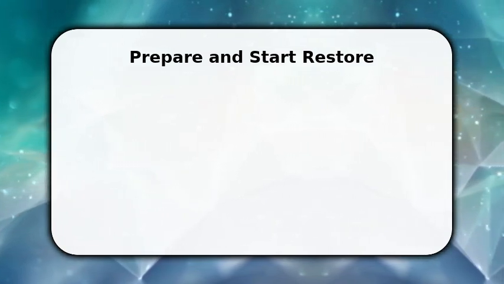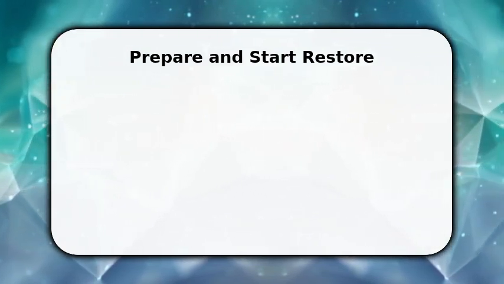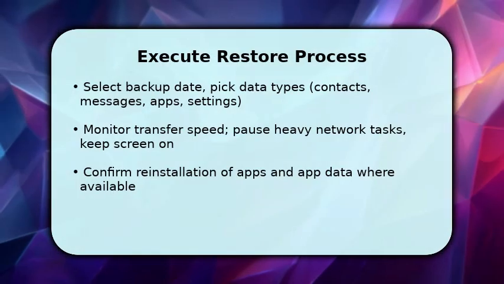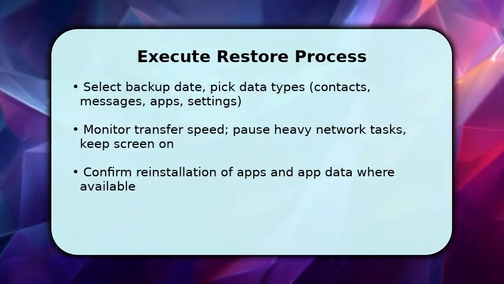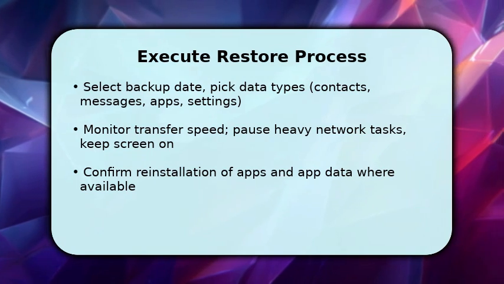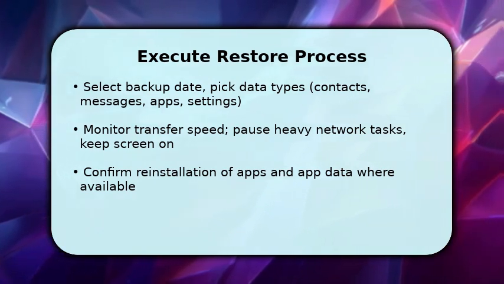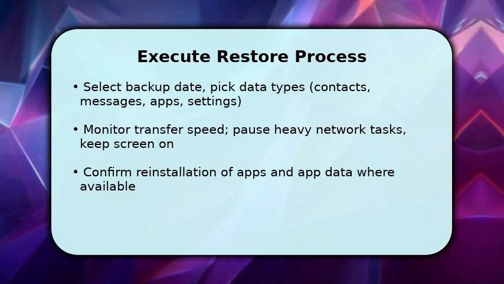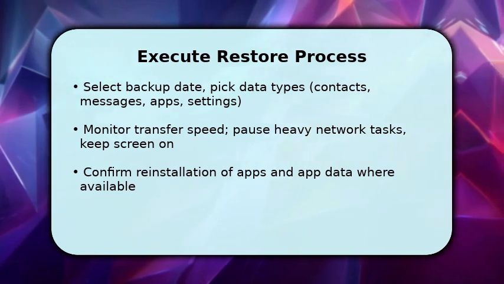Start Smart Switch on the host, PC, or phone, and choose Restore. You're now ready to select the backup to load. You'll now pick the specific backup snapshot and the data categories you want to restore. Tap or click Contacts, Messages, Apps, Photos, and System Settings as needed. Choose Full or Selective Restore.